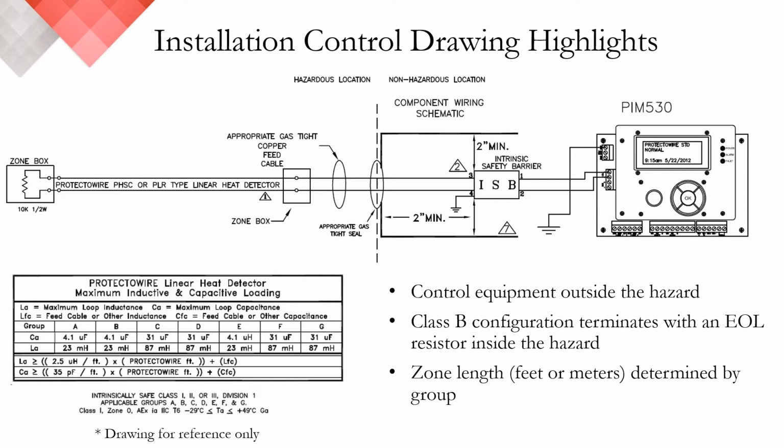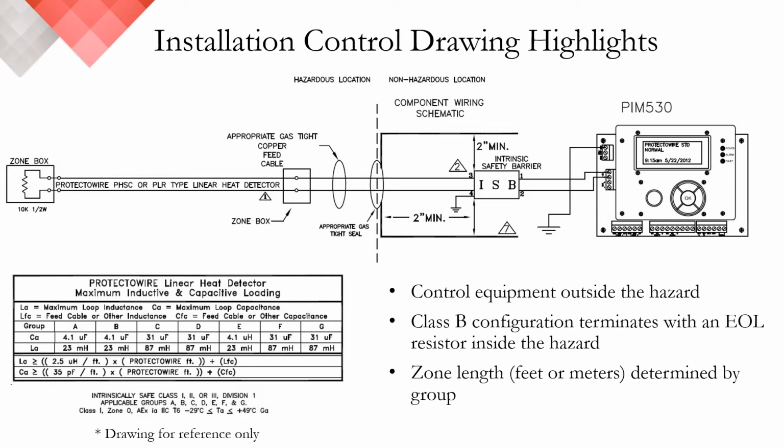Note that this drawing is shown in a Class B configuration. That is how Protectowire is listed. You must terminate the zone inside the hazard in a Class B configuration as shown on this installation control drawing. So it's not just one element of Protectowire that can go into an intrinsically classified hazard. The intrinsic safety and the installation drawing are collective, and it's the installation itself per this drawing that is our listing.